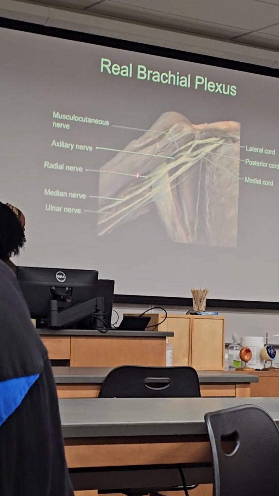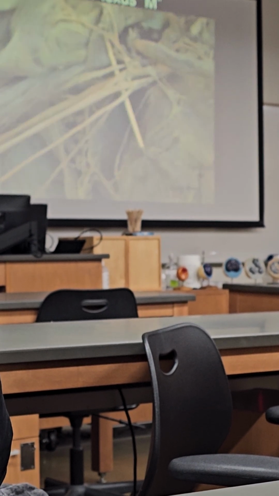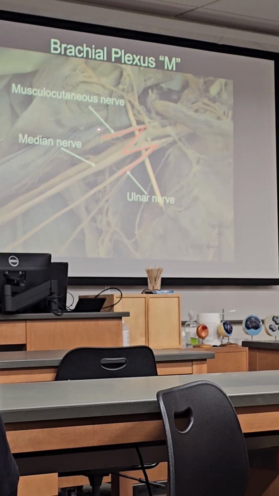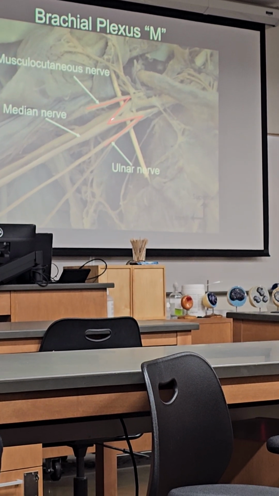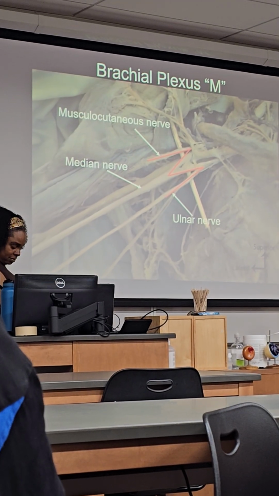Brachial plexus in the body always has a characteristic M. If you find that M, you know you found brachial plexus. You know you have the musculocutaneous, median, and what's going to run down the arm is the ulnar nerve.